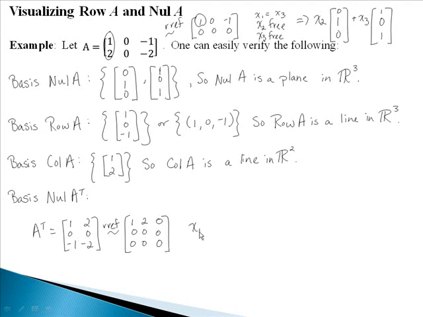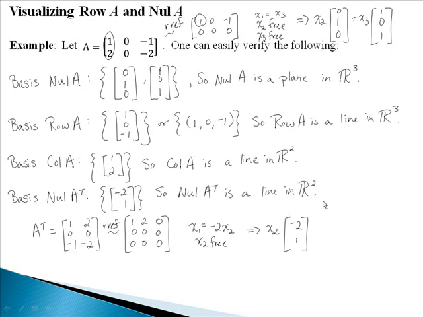So we have that x1 is equal to negative 2x2, and x2 is free. So we'll pull out x2 times negative 2, 1. Then the basis for the null space is simply going to have that vector in it, negative 2, 1. So then the null space of A transpose is a line in R2 space.